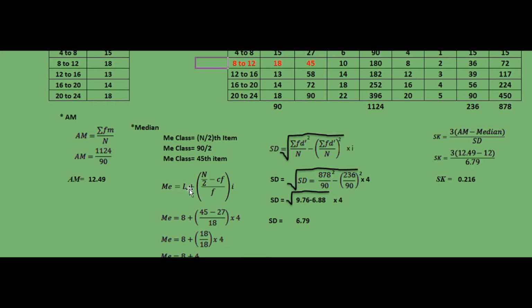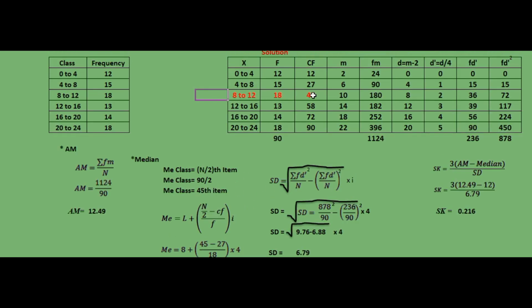Formula equal to L plus (n by 2 minus Cf) by F into I. So what is L? L is 8 as it is, right? n by 2 is written already, 45. What is Cf? Cumulative frequency of the median class, the one preceding it.